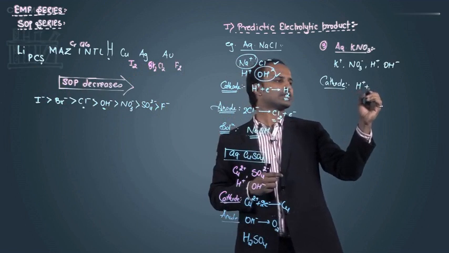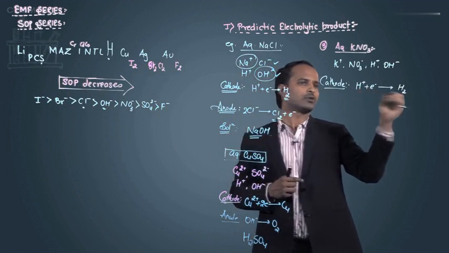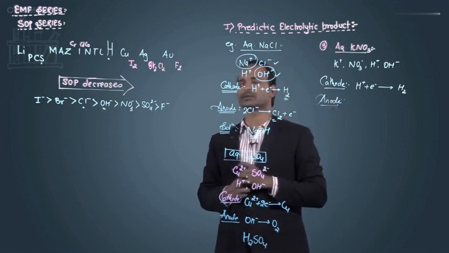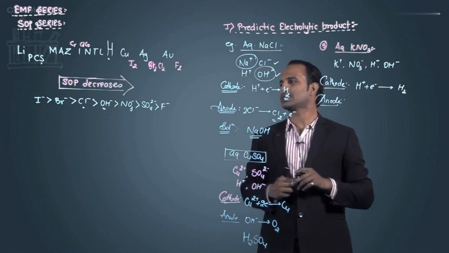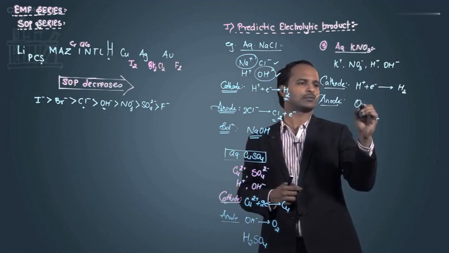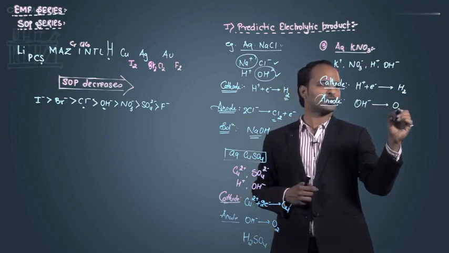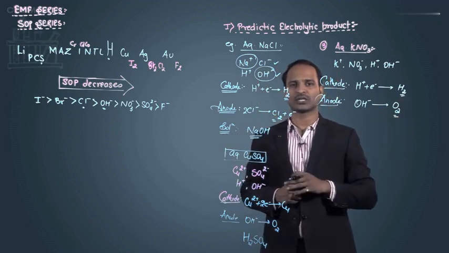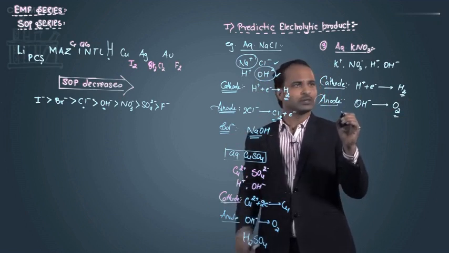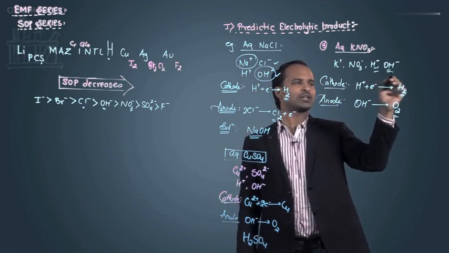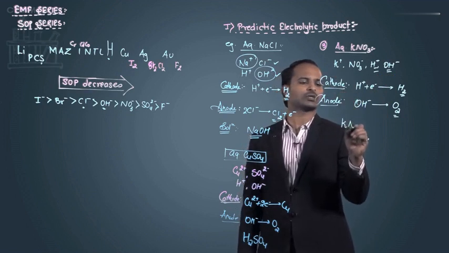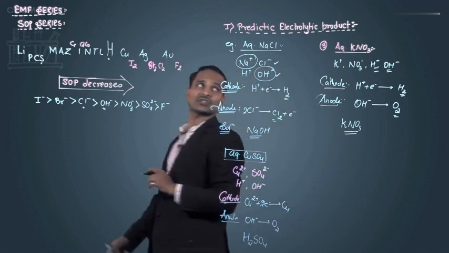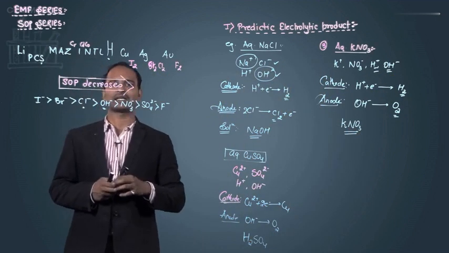So H plus will gain electron and will form H2. And at the anode, from NO3 minus and OH minus ion, OH minus ion has more tendency to oxidize, so OH minus ion will oxidize to O2. So at the cathode H2 will form, and at the anode oxygen O2 will form. And what is left inside? H plus and OH minus ion are removed, so KNO3 will be left inside the mixture. This is the first application, predicting electrolytic product.